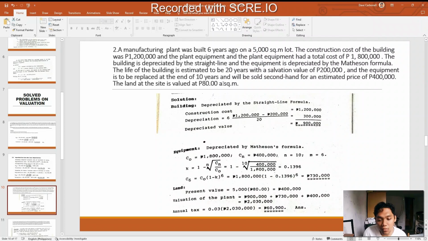So convert it to decimals, then multiply it by 2,030,000 pesos. That is the tax per year on the manufacturing plant. But the total present value is 2,030,000 pesos.